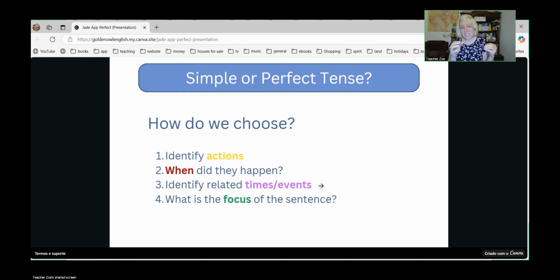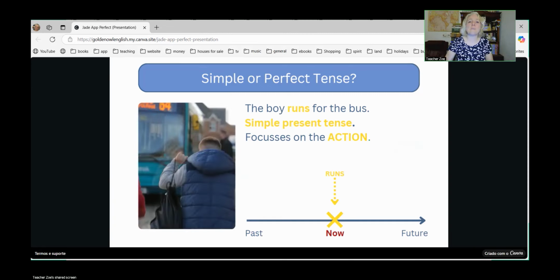And we also need to think about the focus of the sentence. Because if we say, I have already eaten, the focus is on now and the fact I'm not hungry, not on the previous meal that I'd already eaten. So we need to think about all of these things. Let's look at some examples.